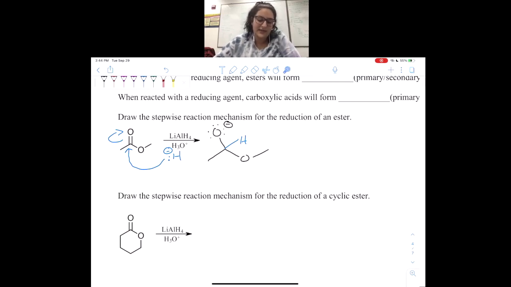And the concept I just talked about, sp2 versus sp3, comes into play because instead of protonating this right off the bat, we could actually reform the double bond to regain sp2 hybridization, and we kick off the leaving group. So instead of protonating, we have another step where we reformed the double bond and kicked off the leaving group.